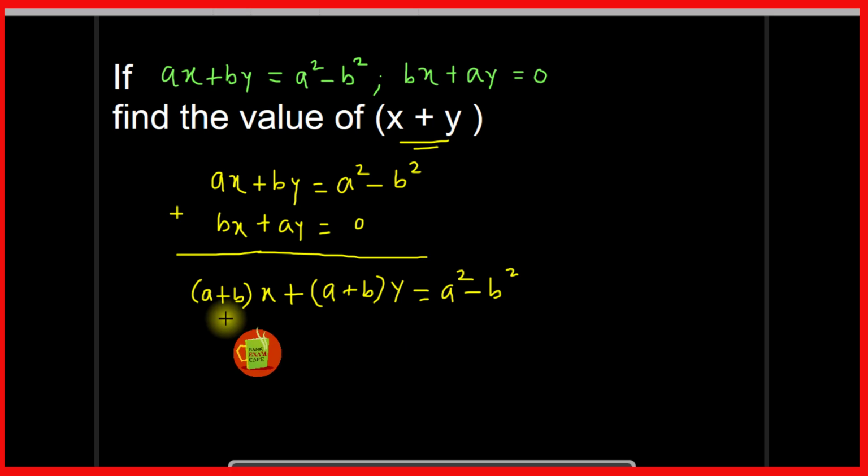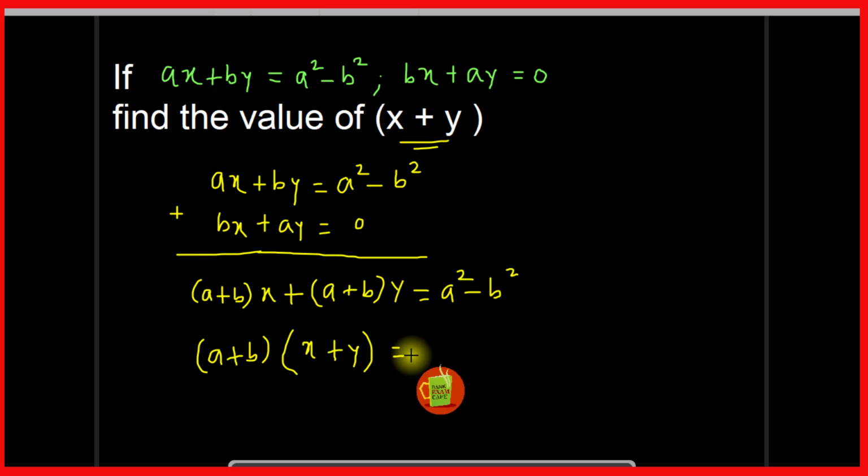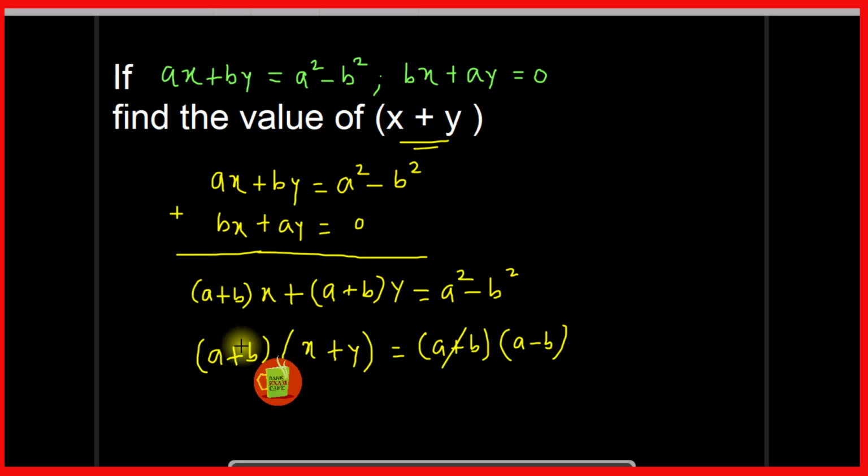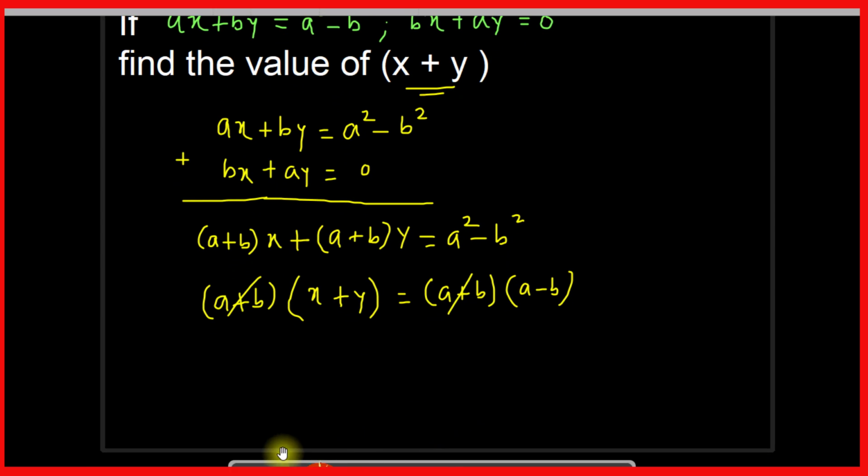And now here you can take out a plus b as a common factor from these two terms. So it will be (a plus b) into (x plus y). And here this a square minus b square we can write as (a plus b) into (a minus b). So this a plus b and a plus b will get cancelled, and you will get x plus y equal to a minus b. So here you have got the value of x plus y as a minus b.